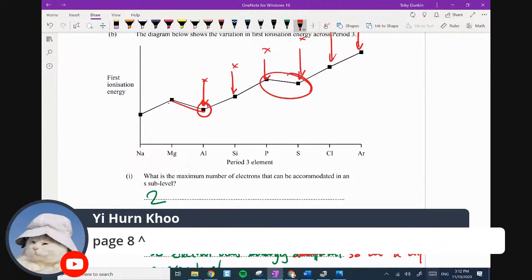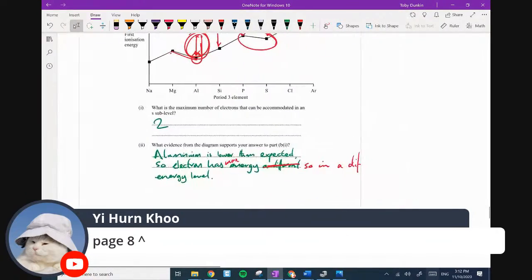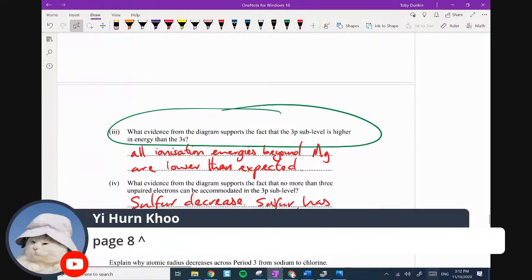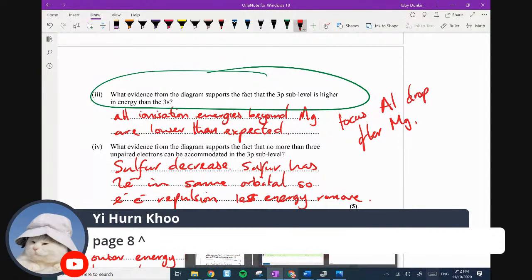It's telling us that because that one is lower there than expected, that gap there tells us that it must have gone into an energy level further from the nucleus. Which means it requires less energy to remove it since it's gained more energy by being further out. So I wouldn't give myself the mark for that. I need to make sure the evidence focuses on Al drop after Mg. Yeah, I like it. Really good question.